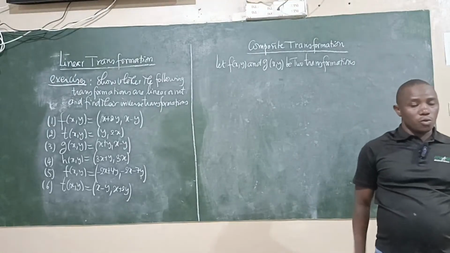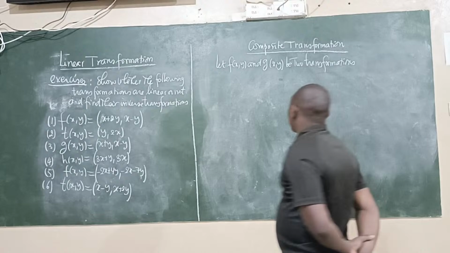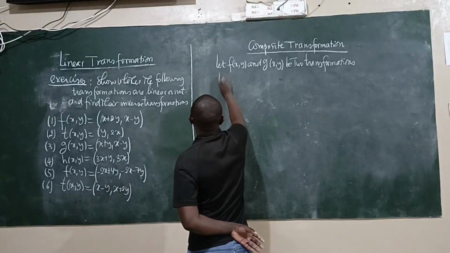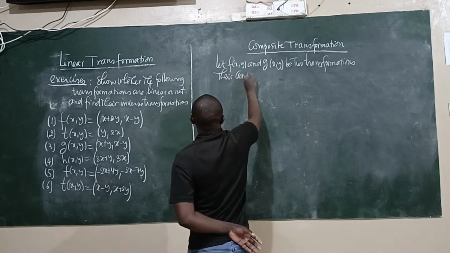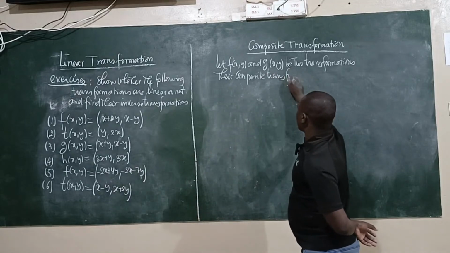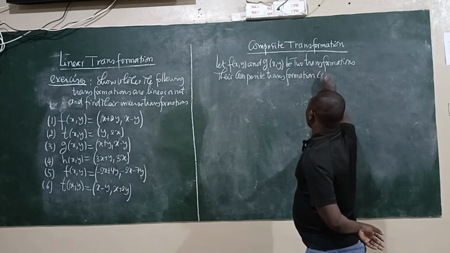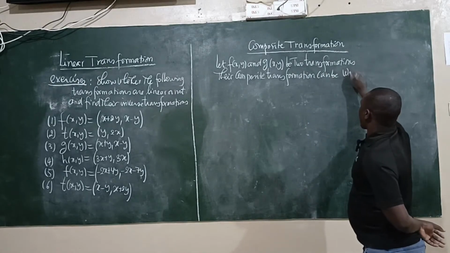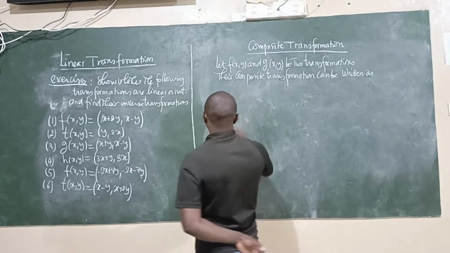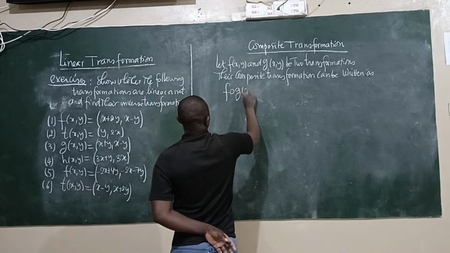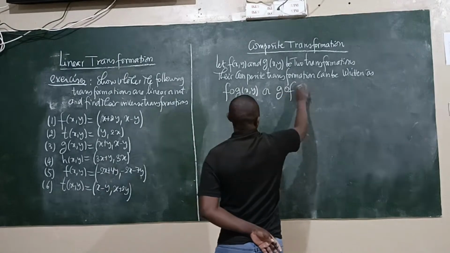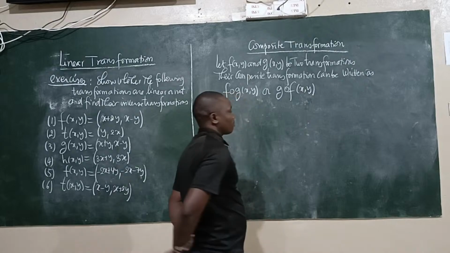Their composite transformation can be written as f∘g(x, y) or g∘f(x, y).